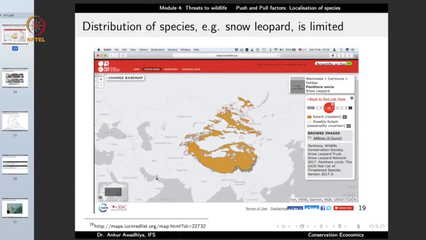Of course, the snow leopard has certain adaptations. When it lives in the snow, its color is very similar to that of the snow, so it is able to camouflage very easily. At the same time, it also has a good amount of fat, and the fur coat that it has protects it from the snow. But these are the adaptations that make it possible to live in the snow. The question is, why does it live in the snow at all in the first place?